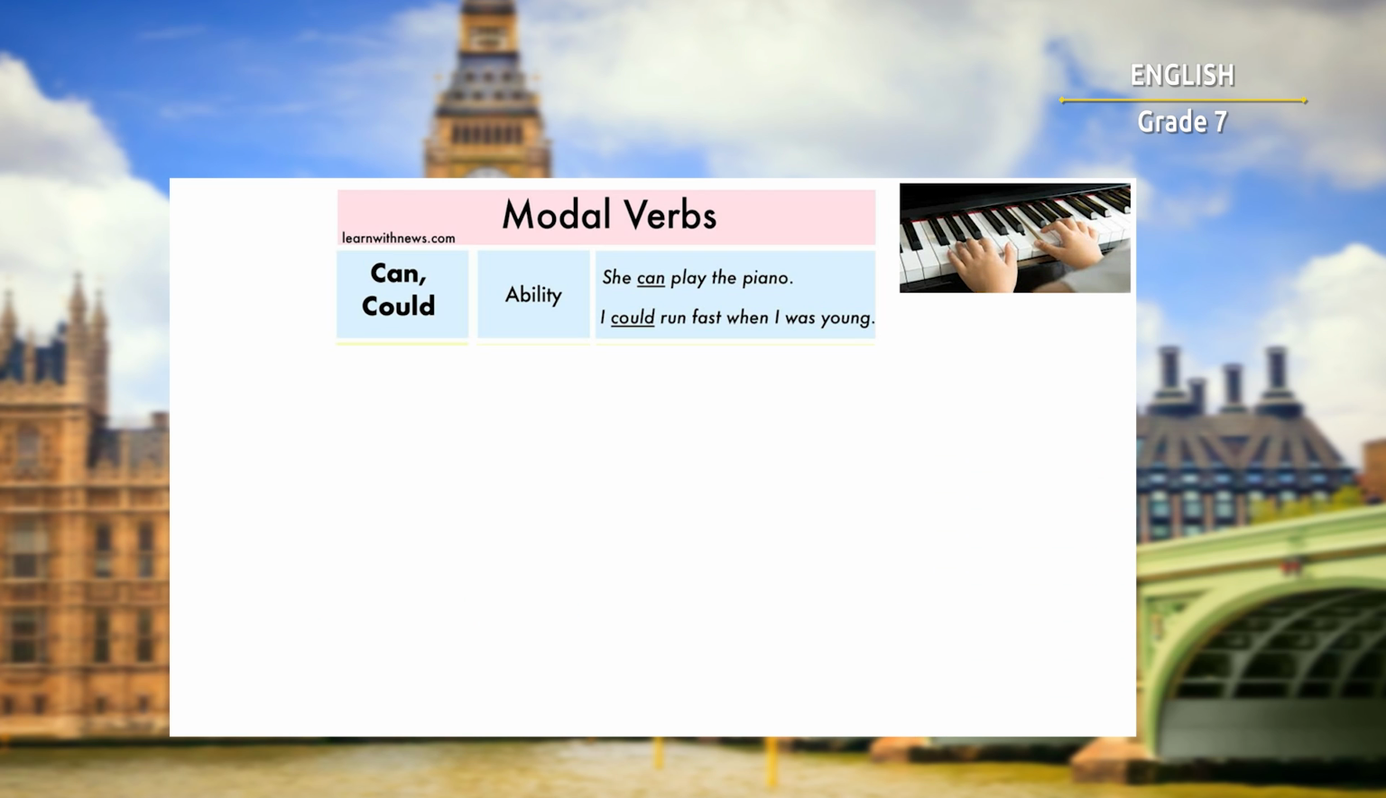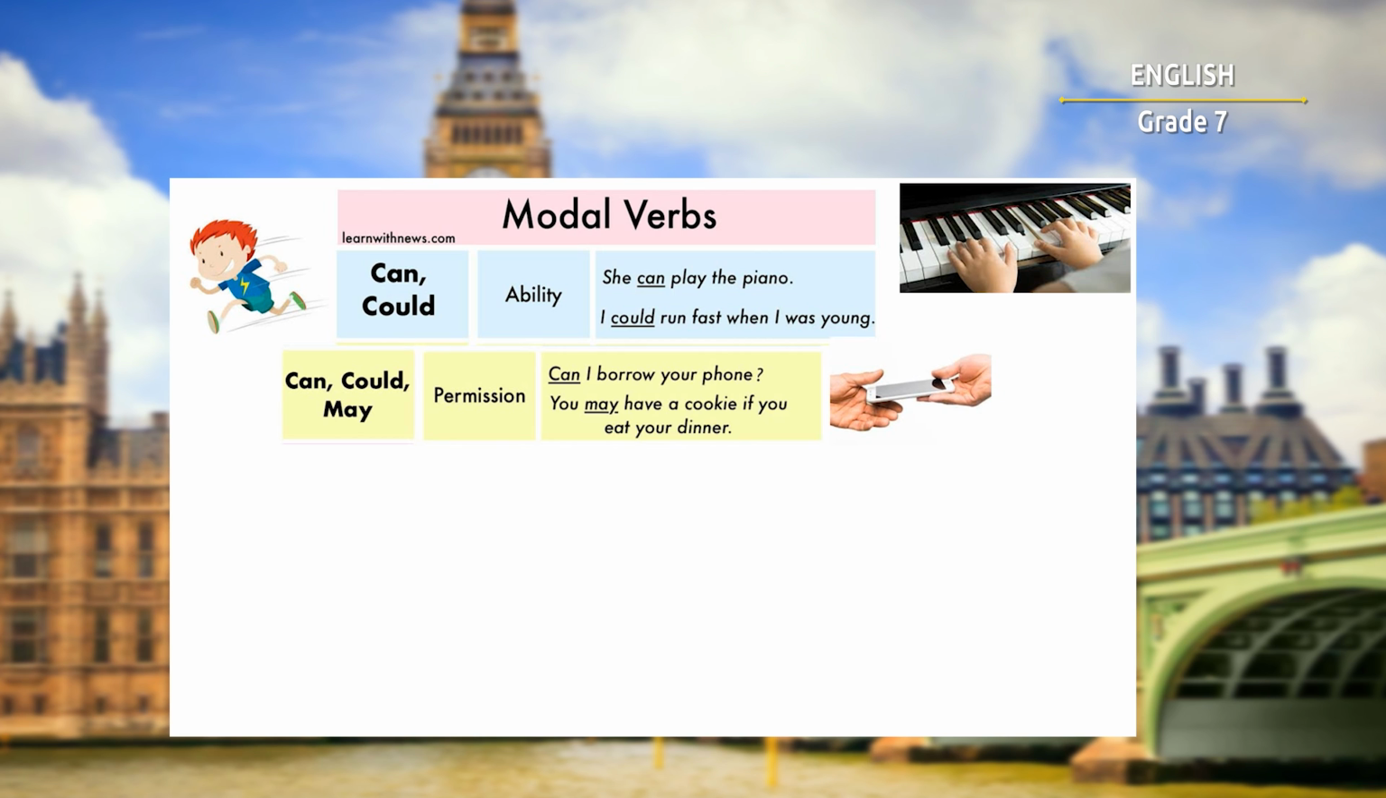Here are modal verbs expressing different meanings and also some exercises with help of these modal verbs. For example, can, could express ability. She can play the piano. Or I could run fast when I was young. The next modal verbs are can, could, and may expressing permission. For example, can I borrow your phone? You may have a cookie if you eat your dinner.